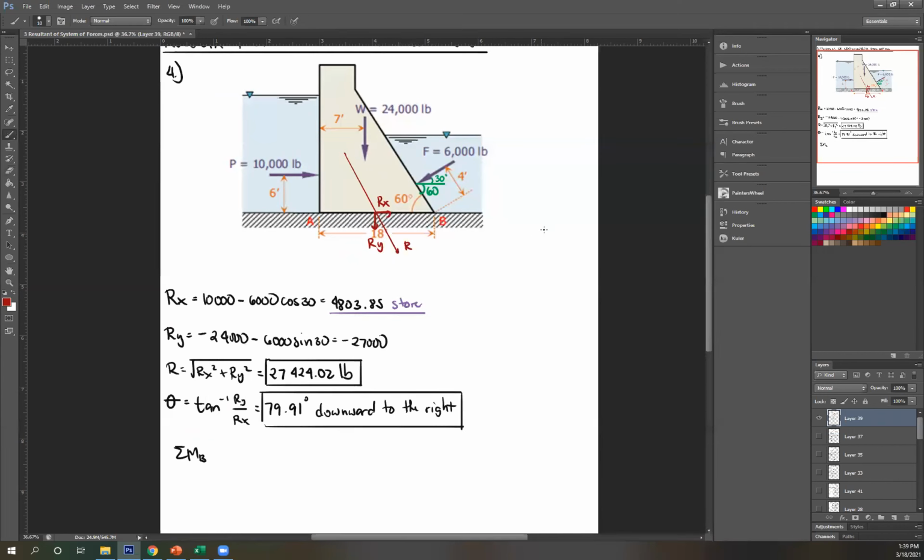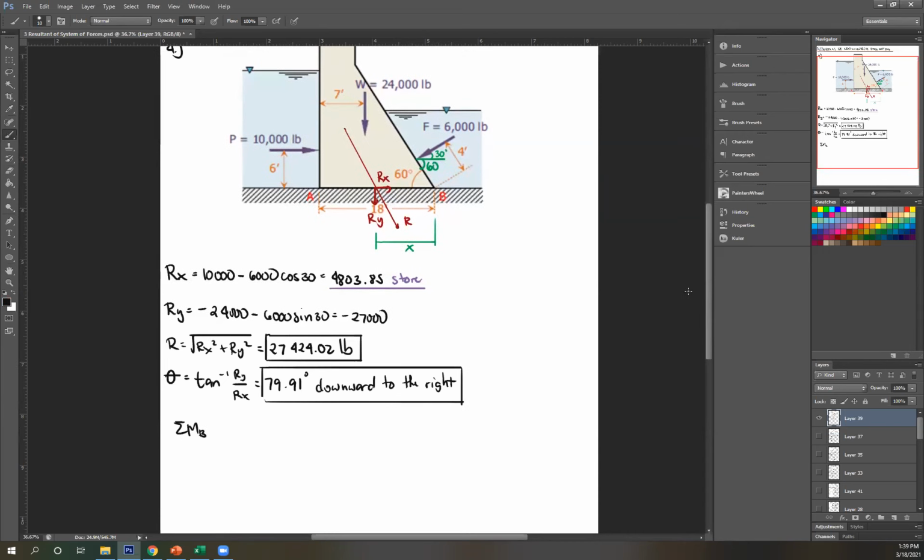Okay, so the distance that we'll have, let's call it x. Okay? So therefore, summation of moment at B would equal rotating Ry about this, that is counterclockwise. So negative value of Ry, and then multiplied by x. And then just compute.